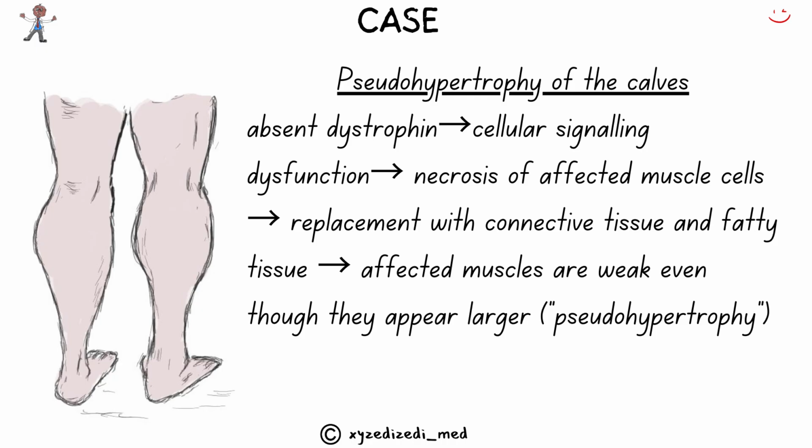Absent dystrophin causes cellular signaling dysfunction, which leads to necrosis of affected muscle cells, which are replaced with connective tissue and fatty tissue. Affected muscles are weak even though they appear larger, that is pseudohypertrophy.